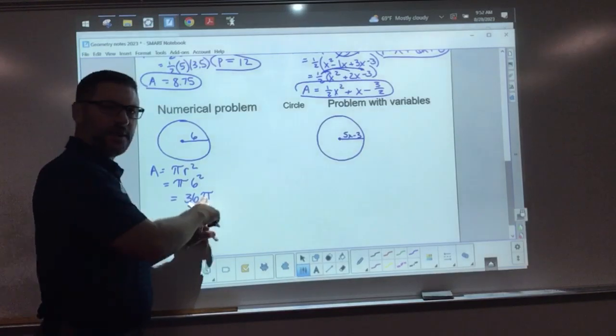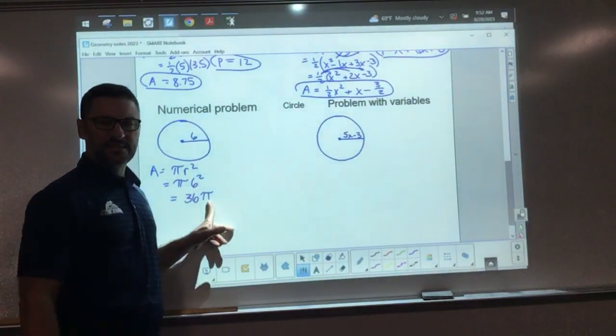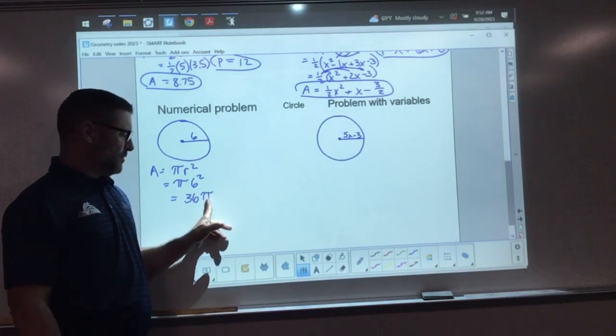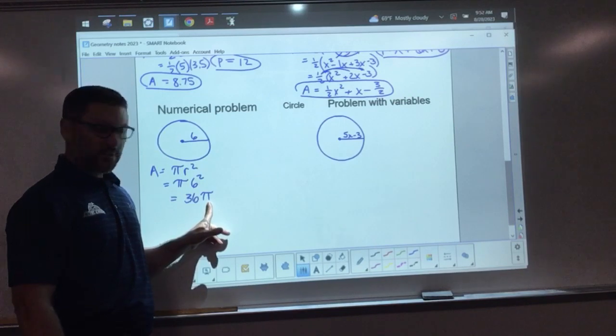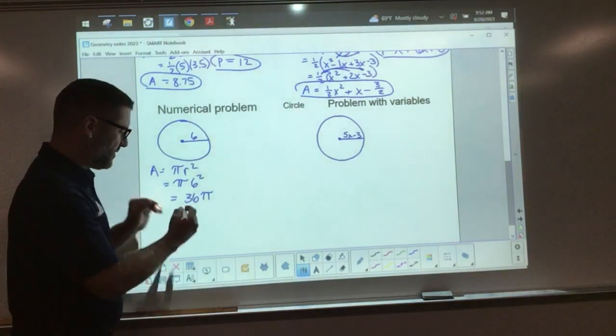Now, pi is a weird number. It's a decimal that goes on forever and ever, 3.1415 with a whole bunch of decimals. So a lot of times what we do in math is we just leave the pi there because we don't want to use that big, long, funky decimal. So 36 pi is a legitimate answer that will appear on a lot of these quizzes.